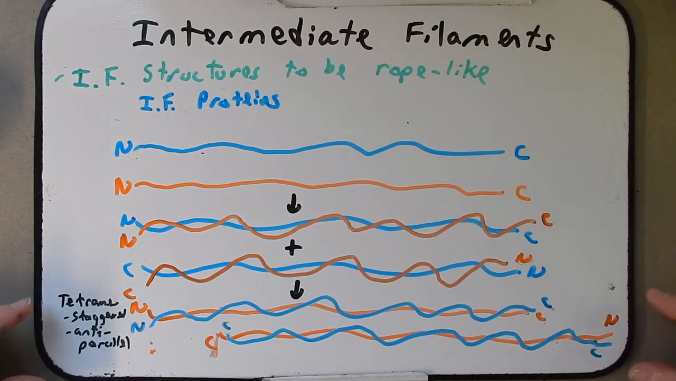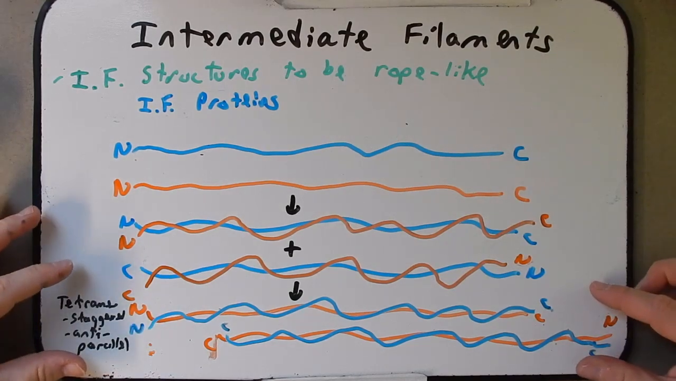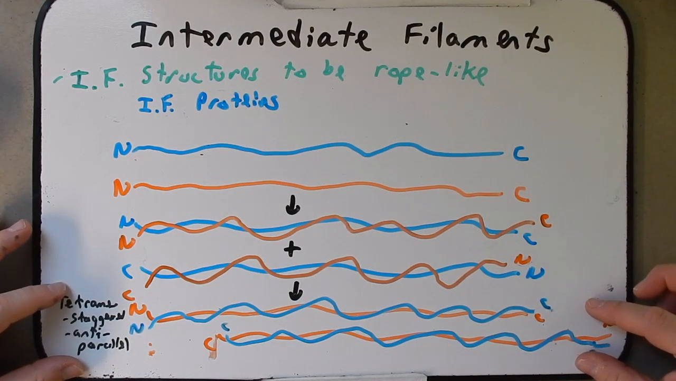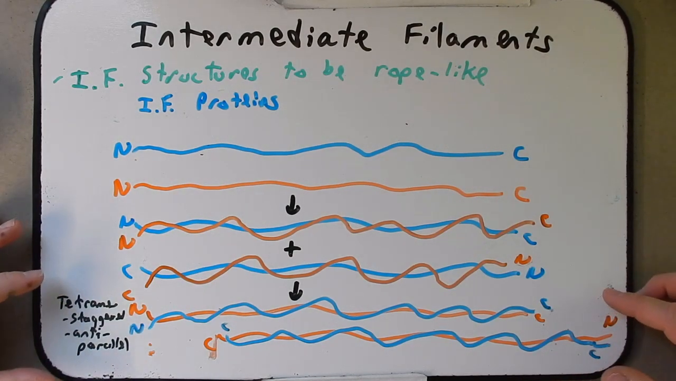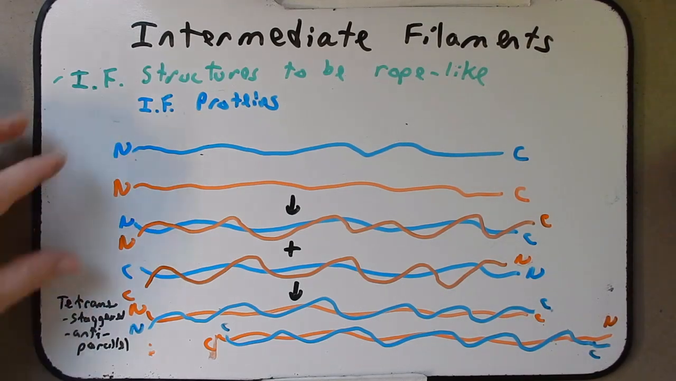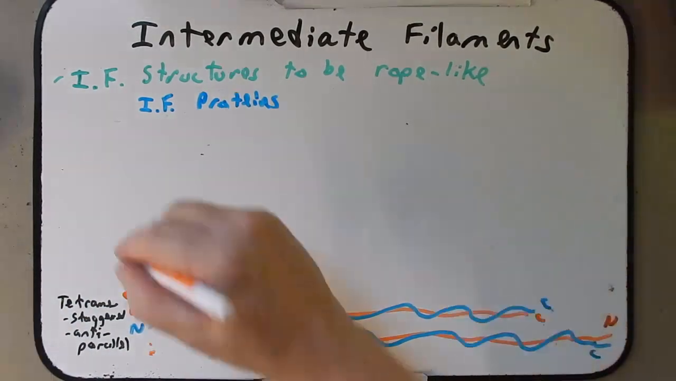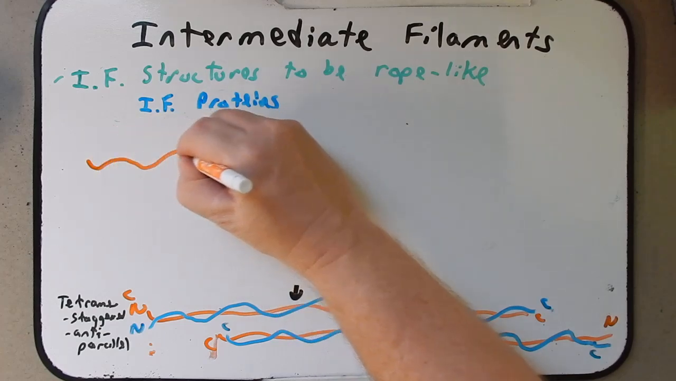And then what will happen is that these tetramers, shown down here on the bottom, will bind to other tetramers. And what results then, I'm going to draw it up here, but I'm going to erase what we see here, is we will see repeating units.